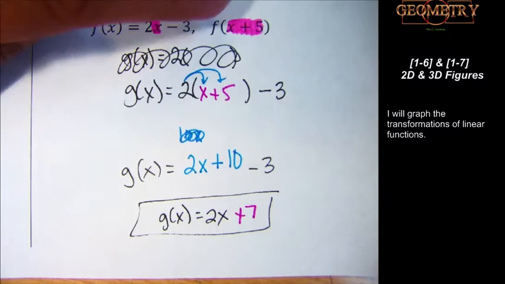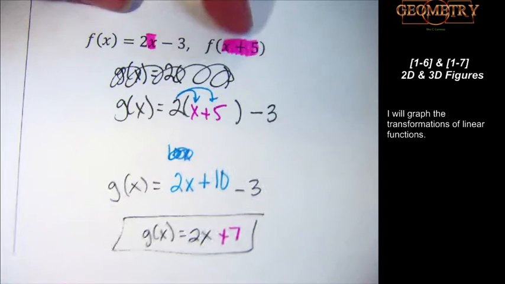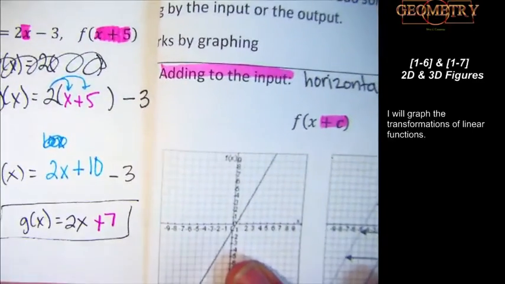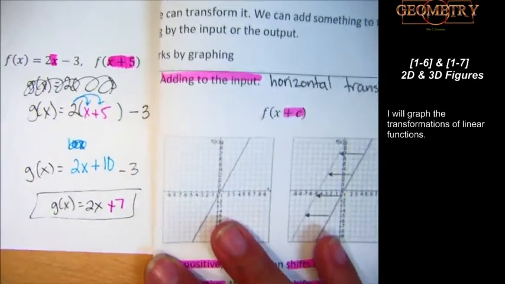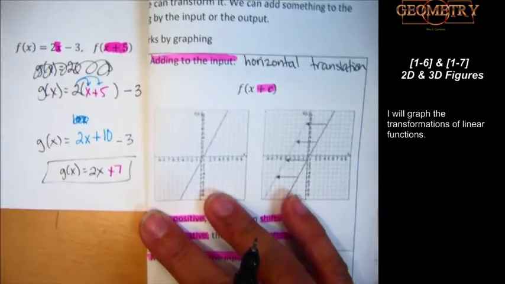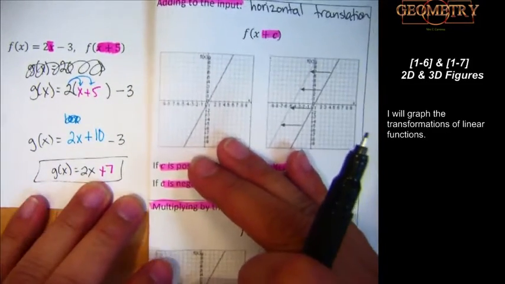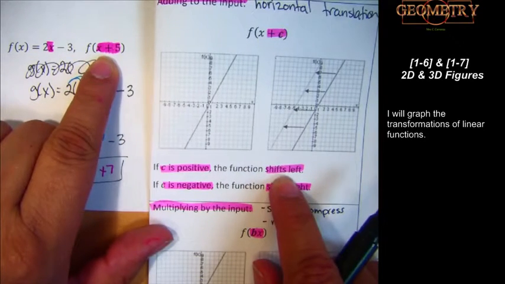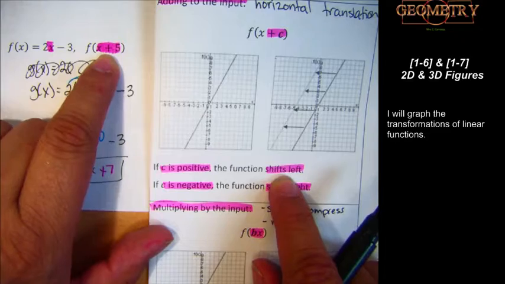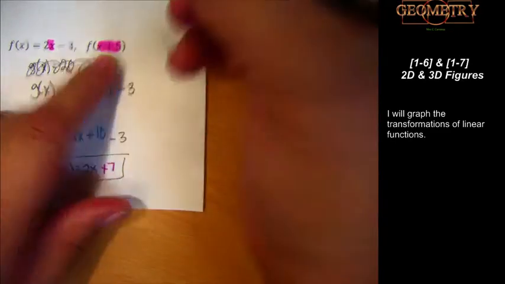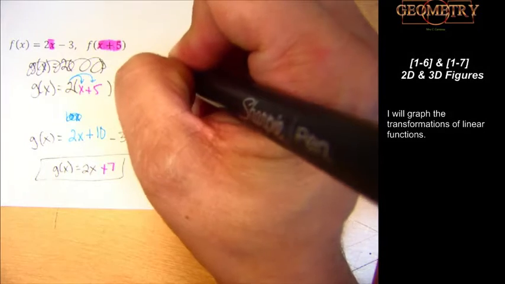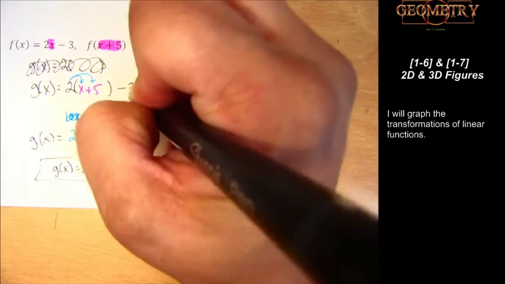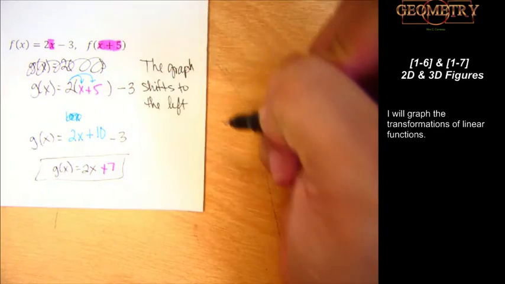So if I look at this, it's affecting the input, and it is adding. So I'm going to look at my adding to the input notes, which is some sort of horizontal translation. All right, so down here is my controls. It says that if this is positive, then it's going to shift to the left. This is positive, so it's going to shift to the left. And so my complete sentence description says the graph shifts to the left. How many units?